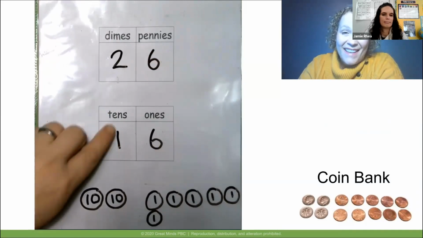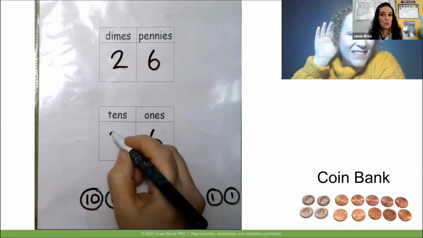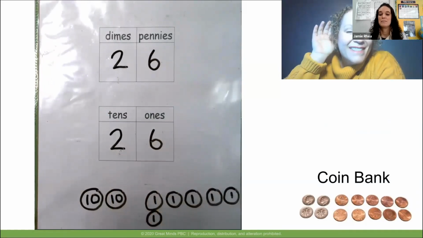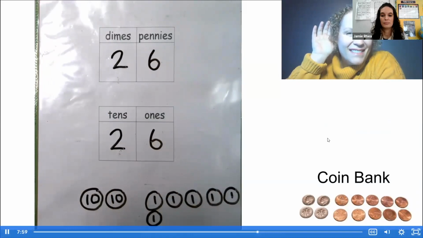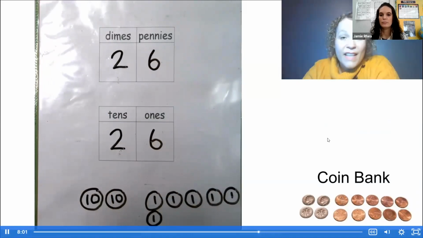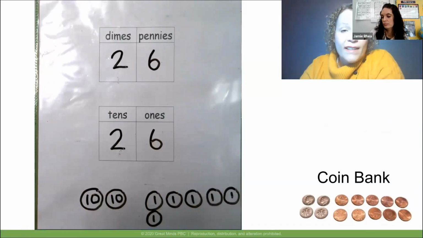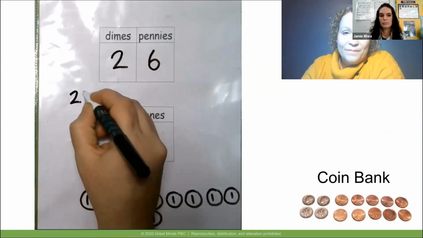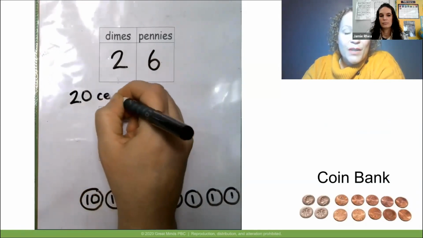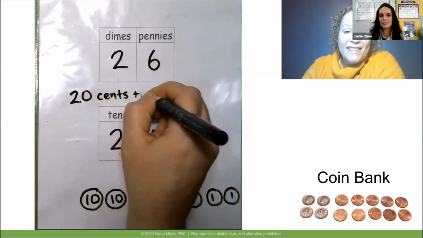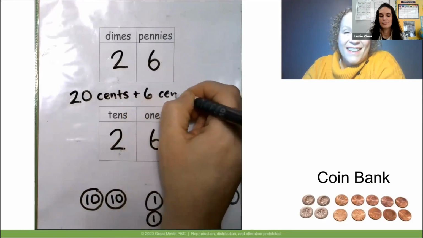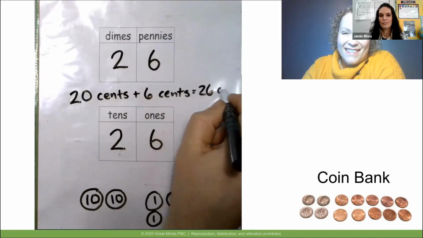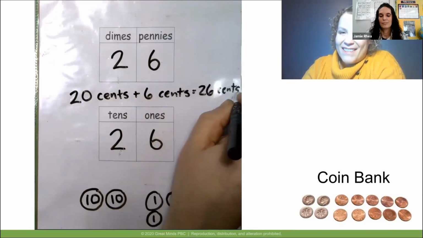How many 10s is it? 2 tens. And how many 1s? Still 6. Still 6 ones. Let's write the addition sentence for our coins using the value of the dimes and pennies. Write this with me. 20 cents plus 6 cents equals 26 cents. Nice work.